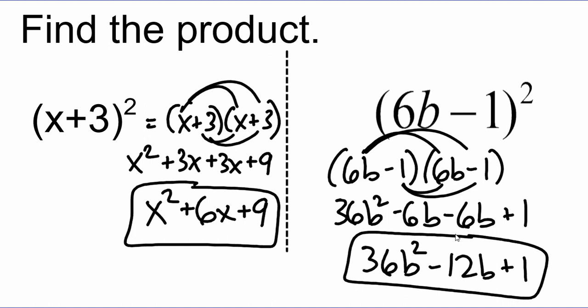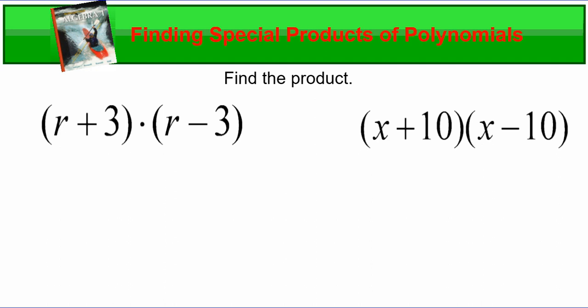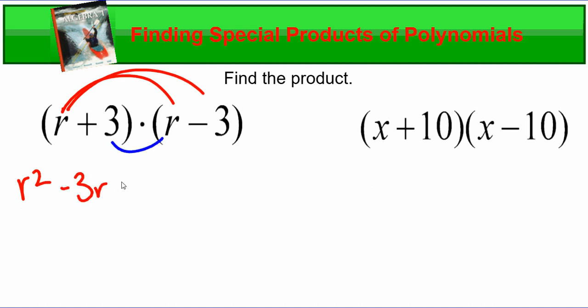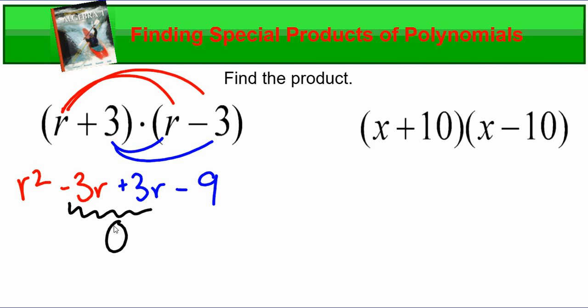We have one more special case multiplication. Let's use the first one as our guide, and I bet you can almost figure out the second one for yourself. So distribute the r through first. We get r squared. Then I get minus 3r. Then distribute the 3. I get plus 3r this time, and 3 times a negative 3 is negative 9. Now notice when you combine your like terms, what happens in the middle? It makes 0 because these are the exact same number but opposite in sign. So my final answer is just r squared minus 9.